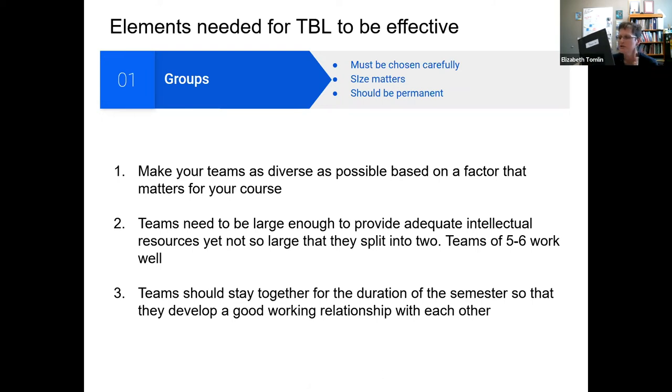And do they ever lie about who was there? Occasionally, but usually if it's an egregious violation of academic integrity, they get ratted out. So I don't think it's a really serious problem. Any other questions about setting up teams?